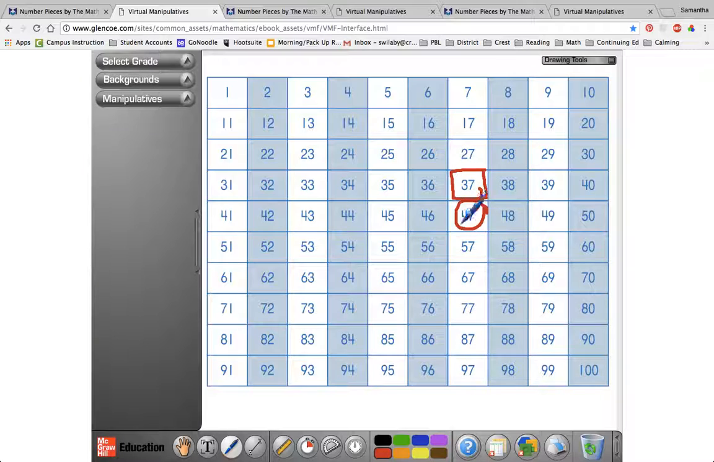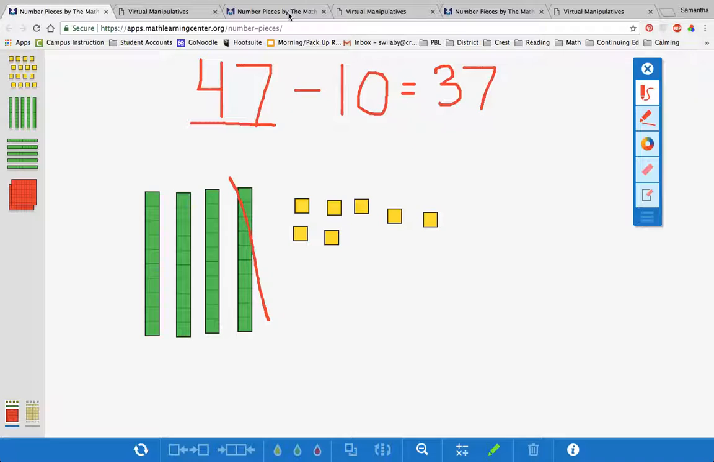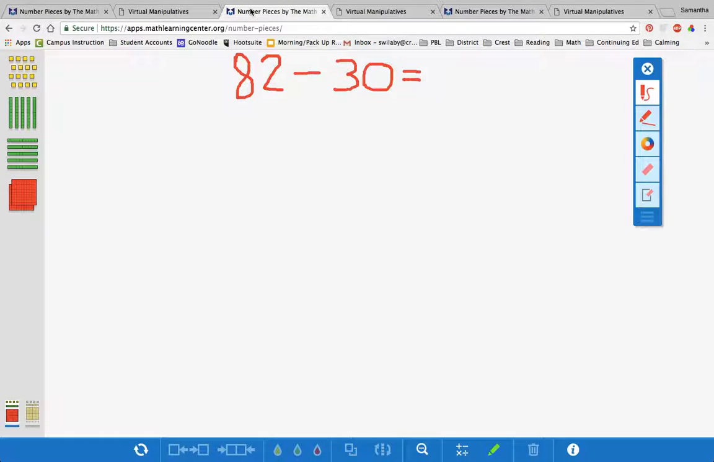Now we can test this and count by ones to go backwards. 1, 2, 3, 4, 5, 6, 7, 8, 9, 10. So instead of having to go back by ones, I can just go up one row within my column, and it would be the same as subtracting 10. So I got 37.